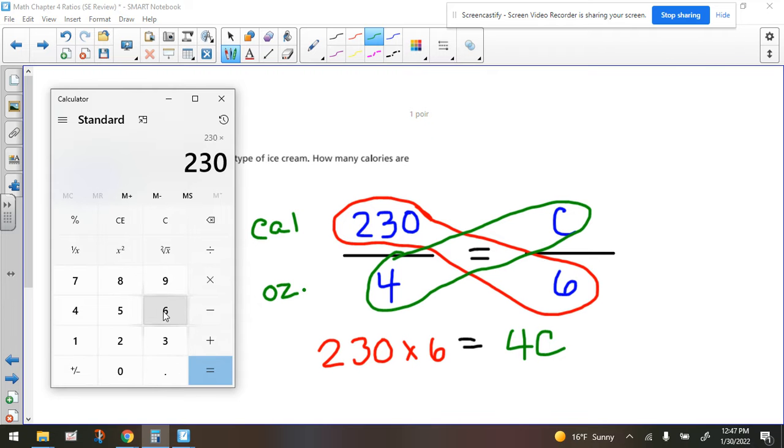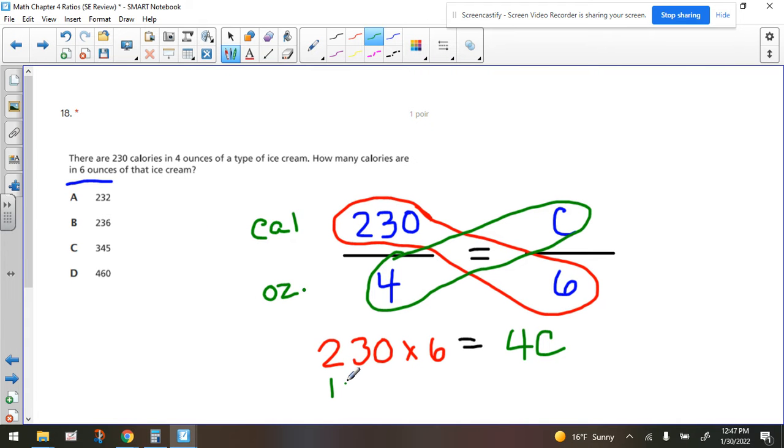230 times 6, make sure you write this on your piece of paper, and we get this number, 1,380 equals 4 times some number.